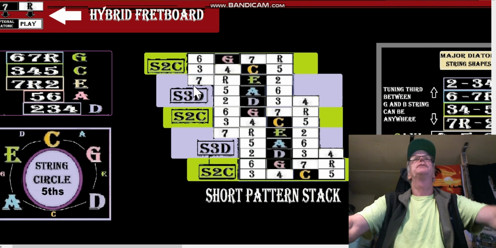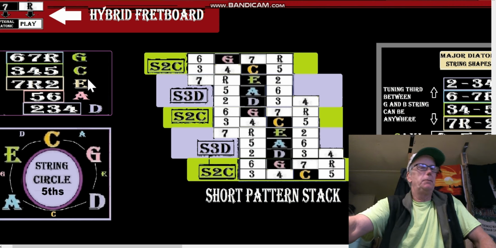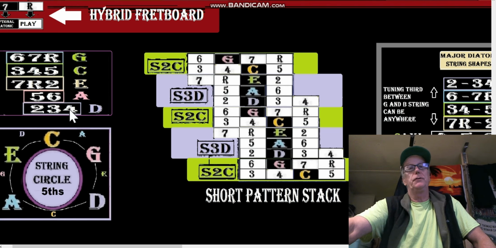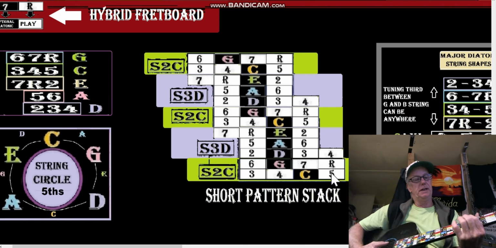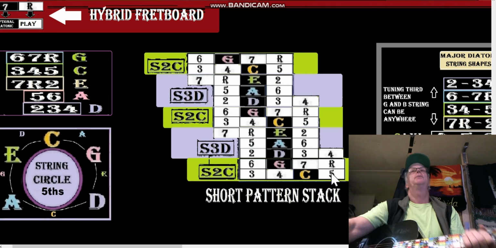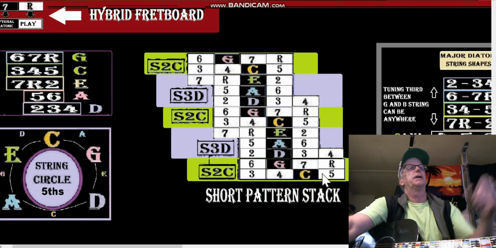So we've got our string shapes, and the string shapes are the bottom string, but they can also be started anywhere. So here we have the C string shape on the bottom. Okay, so we could start with 3, 4, 5. In the key of C, that would be E. And by the way, that could also be looked at as a Phrygian scale.